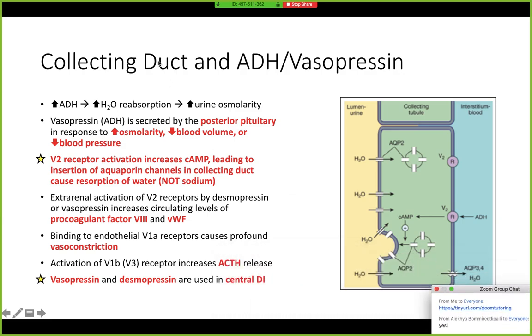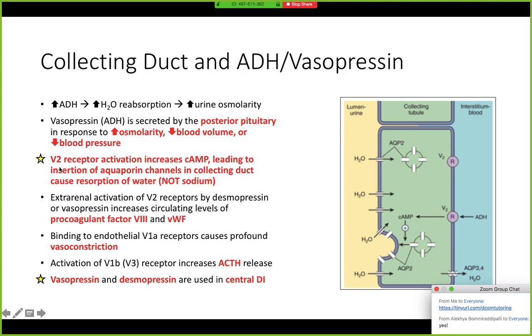Okay. So here in the collecting duct, we have ADH, which is also known as vasopressin. ADH is your anti-pee hormone. You've probably heard that before. ADH is going to increase water reabsorption, and it's going to increase urine osmolarity as a result. ADH is secreted by the posterior pituitary, in response to increased osmolarity or a decreased blood volume or a decreased blood pressure.